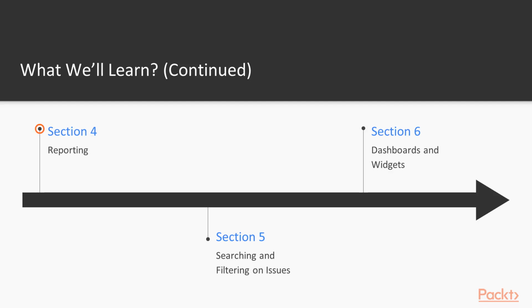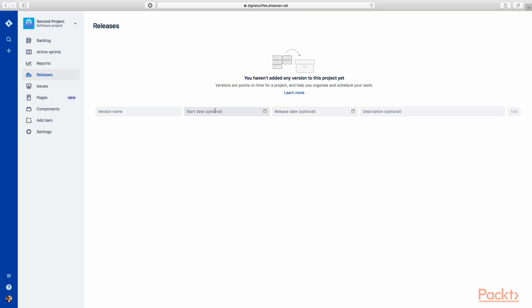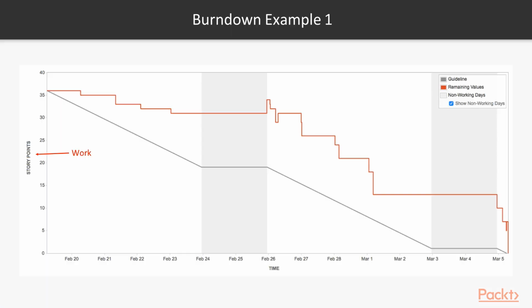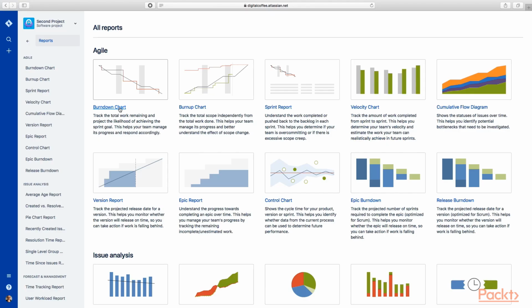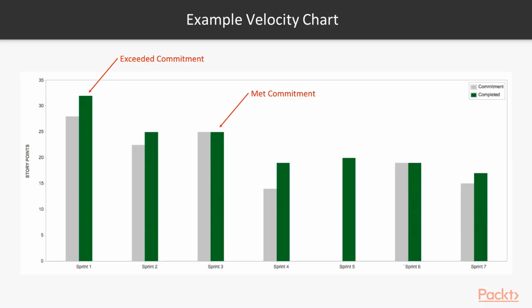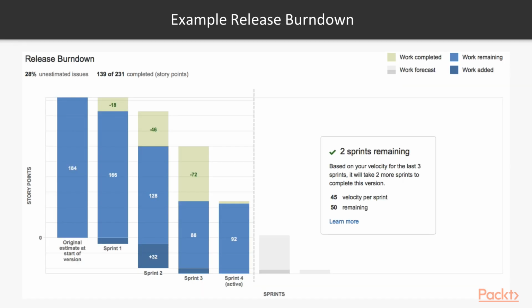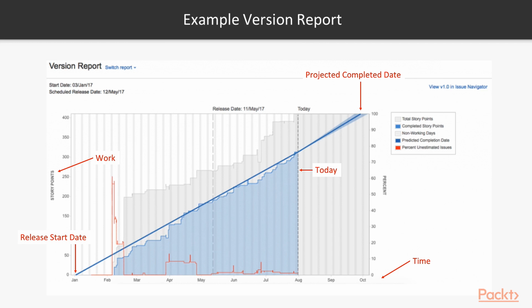In section 4, we're going to talk about reporting. So we're going to talk about versions and releases, what they are, how they're different from each other. We're going to talk about burn downs. We're going to talk about sprint reports and how to read those to determine whether or not your team is doing well. We'll also take a look at velocity charts, which we can use to determine the performance of the team. We'll look at release and epic burn downs, as well as version and epic reports, which give you the ability to do forecasting, which is very powerful.